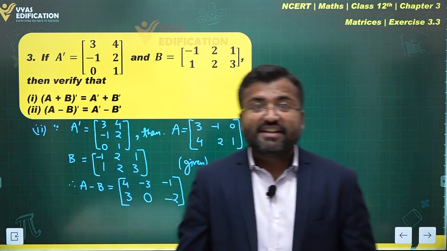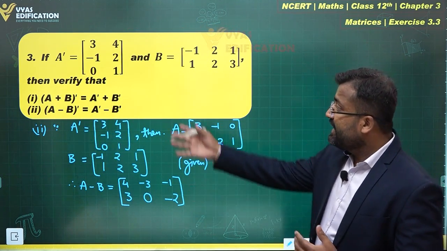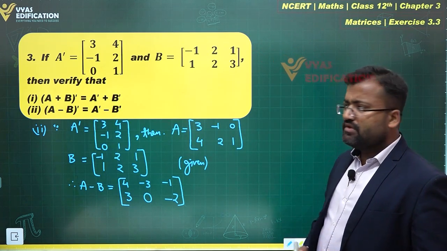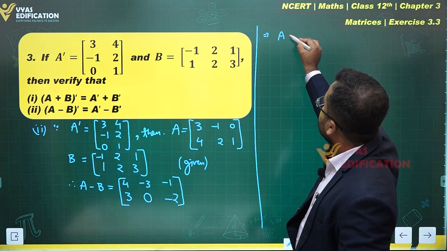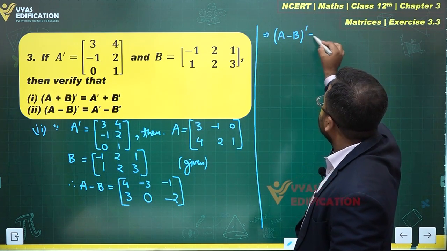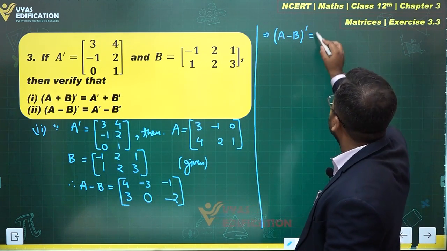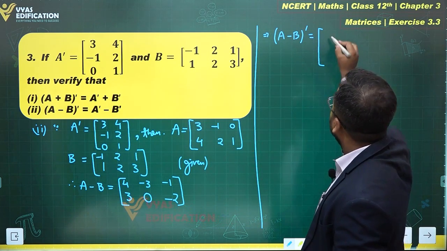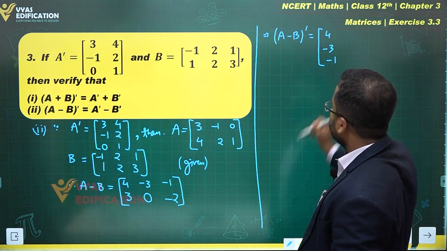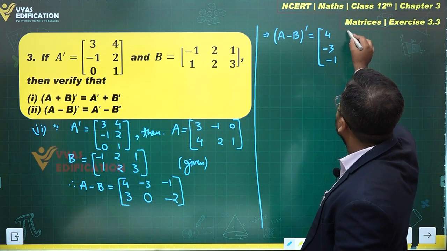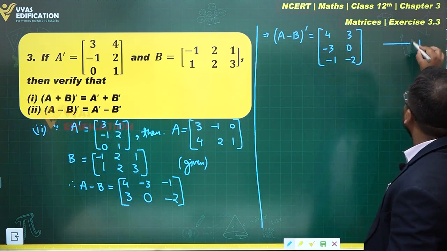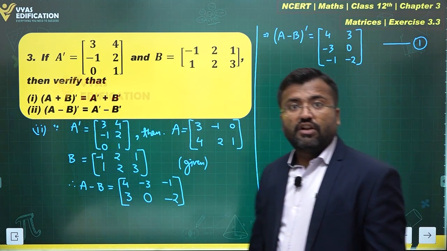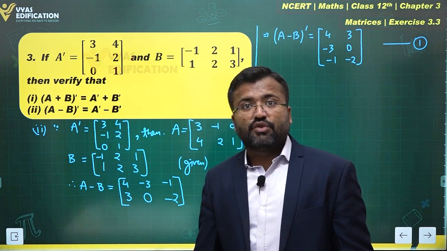Now, using this matrix A minus B, can we further find A minus B whole transpose? Yes, we can easily find that. This implies A minus B whole transpose is equal to the transpose of this matrix. What is that? The first row, 4, minus 3, minus 1 becomes the first column. The second row, 3, 0, minus 2 becomes the second column. And let's call this statement 1, right? This is A minus B whole transpose.